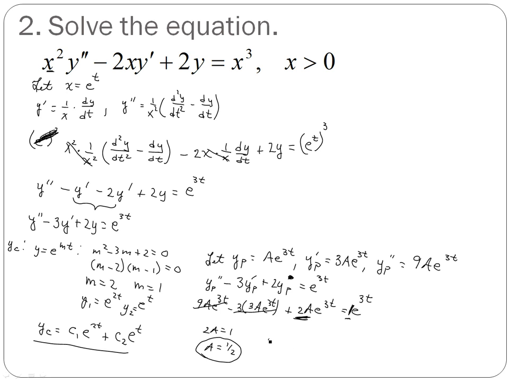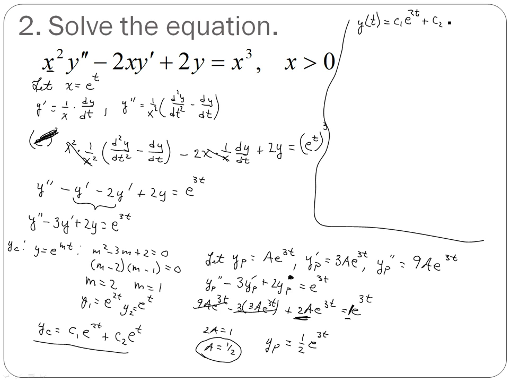So my particular solution is 1/2 e to the 3t. And my solution in terms of t, I'll do that up here, is y of t is equal to my complementary solution, c1 e to the 2t plus c2 e to the t plus my particular solution plus 1/2 e to the 3t.